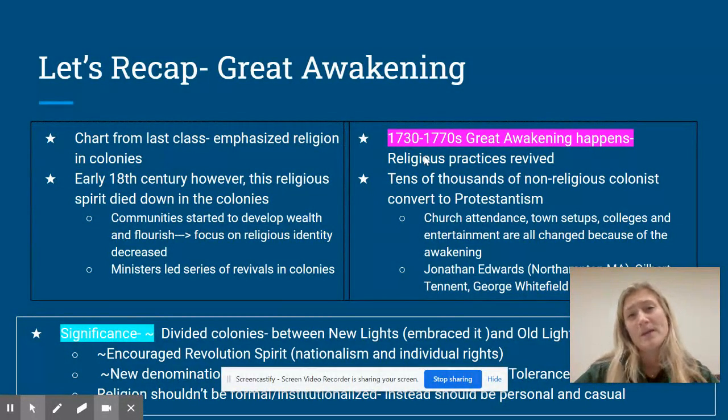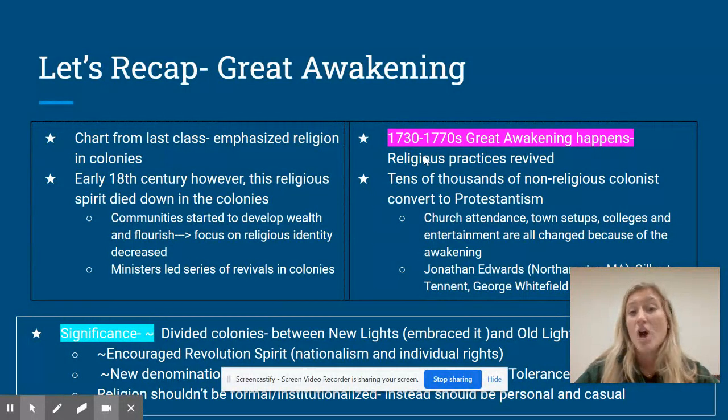So as a response, a group of ministers lead a series of revivals within the colonies. Okay, one of them being Jonathan Edwards, who delivers speeches in Northampton, Massachusetts on a revival of religion. So this revival, or this awakening of religion, is called the Great Awakening, which is dated from 1730 to the 1770s. Within this time, religious practices are popularized again. They become popular within the colonies, but differently. So through this revival, we see a shift in religious practice and religious identity.